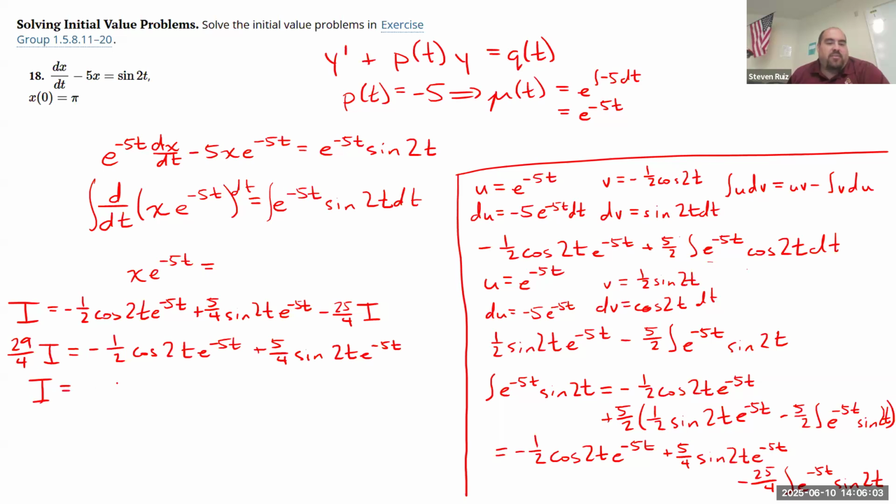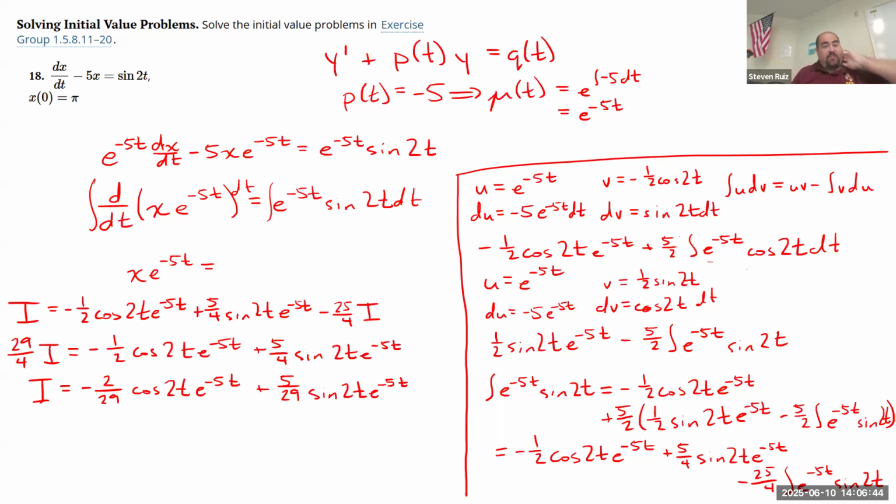So I equals, what is negative 1/2 times 4 over 29? That should be negative 2 over 29, I believe. Yeah, negative 2 over 29 cosine 2t e to the negative 5t, and plus 5 over 29 sine 2t e to the negative 5t. All right, so kind of a long detour.